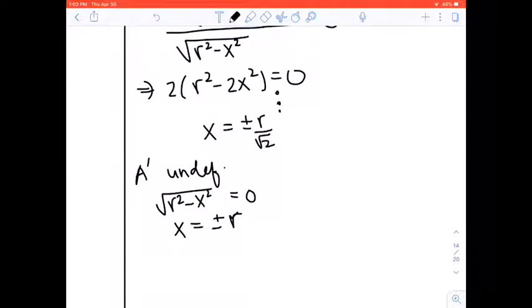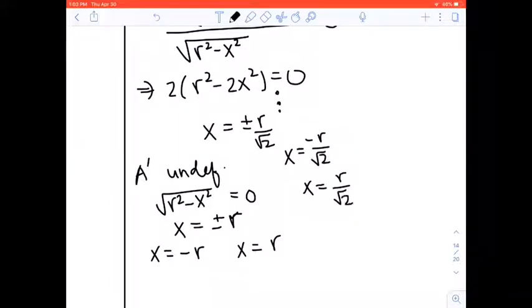And so looking at this, we have x equal to negative r and x equal to positive r. Up here we have x equal to negative r over the square root of 2, and x equal to r over the square root of 2. So we can cancel out a few of these ideas and say, nope, it can't be negative. We talked about r standing for that radius, and it's unable to be negative.